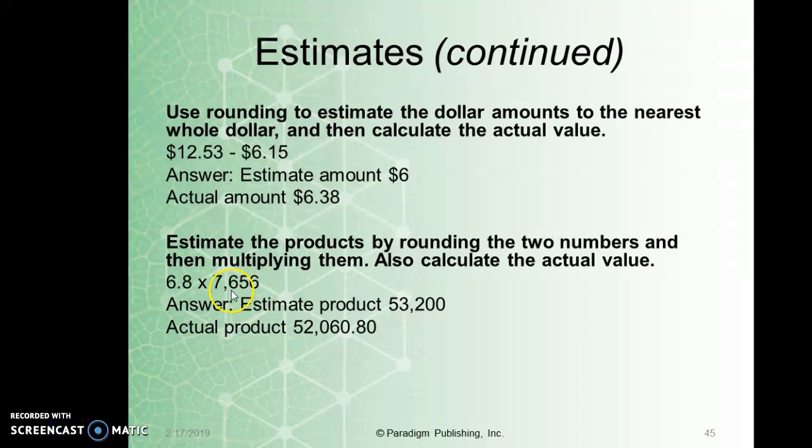By the answer, I think we're rounding it to the hundreds place. So 6, looking at the 5, will become 7. So 77 times 7 will give us 539. And we've got 2 zeros, so we're adding those 2 zeros. And then the actual product was 52,060.80. So we see that our estimates are fairly close.